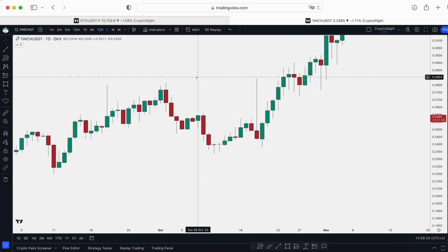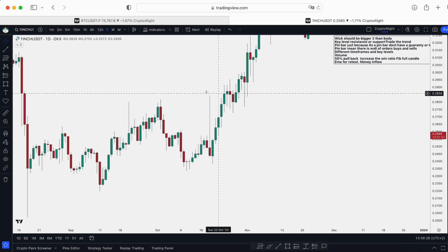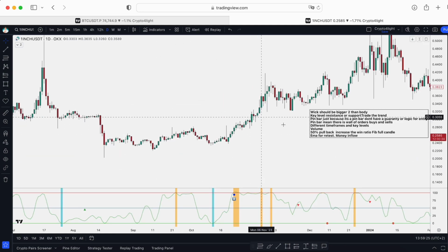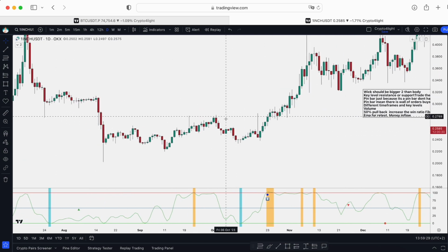Because we have to work in a complex, we have to work by trend, and there's no key level for this pin bar. So it's just a pin bar in the air. I can use my custom indicators like Money Power. It's showing us the money inflow from the whales into some asset.